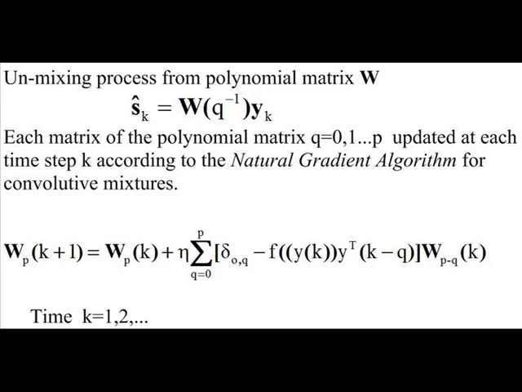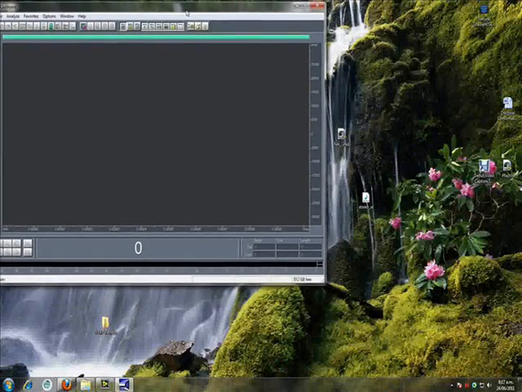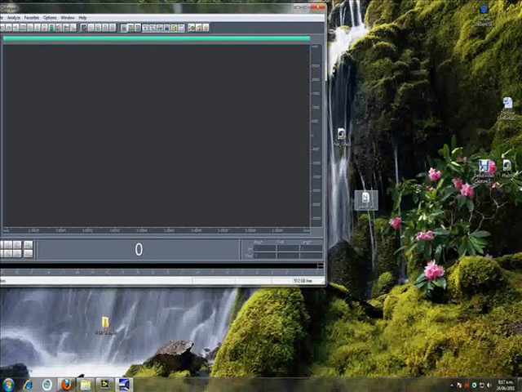And without more ado, here we go, here's a mixture of two speech signals, which is just a simulated mixture.